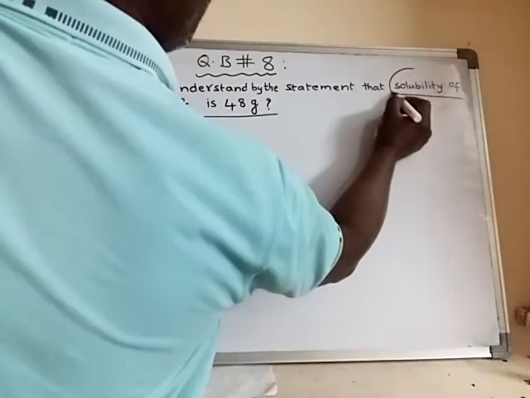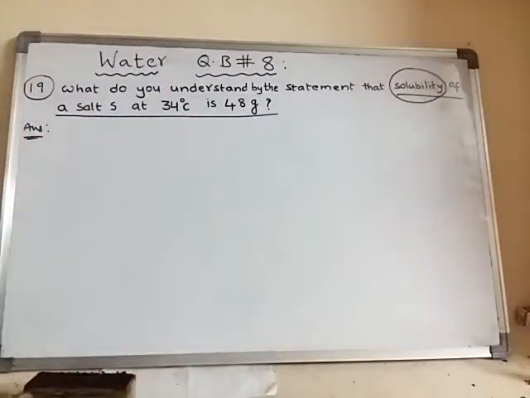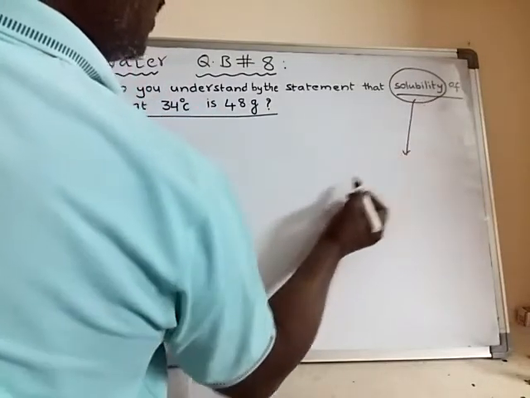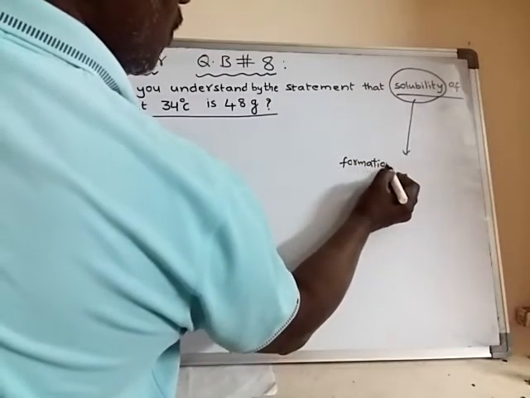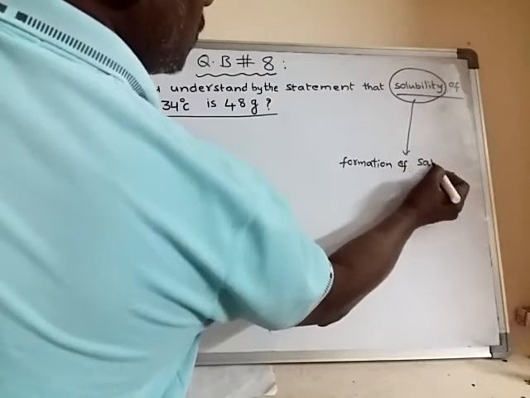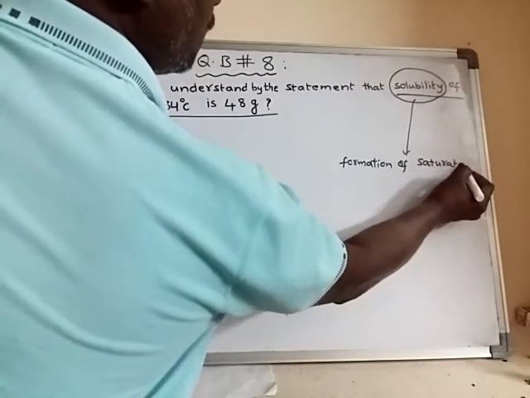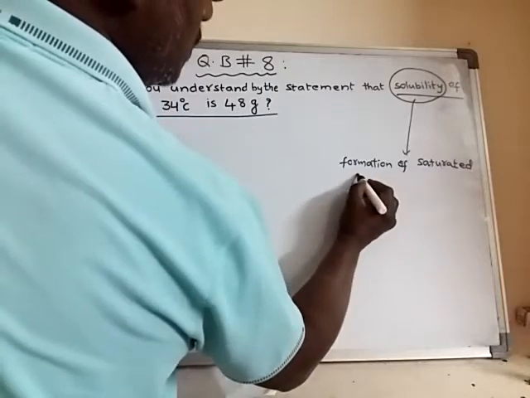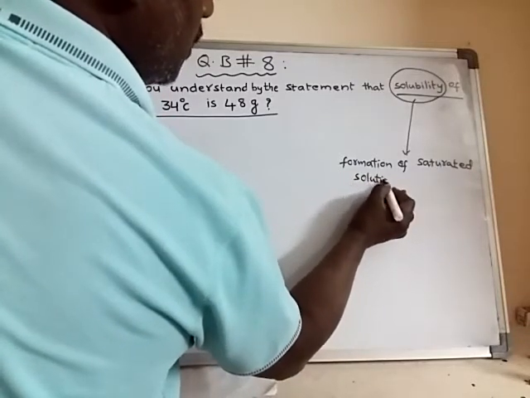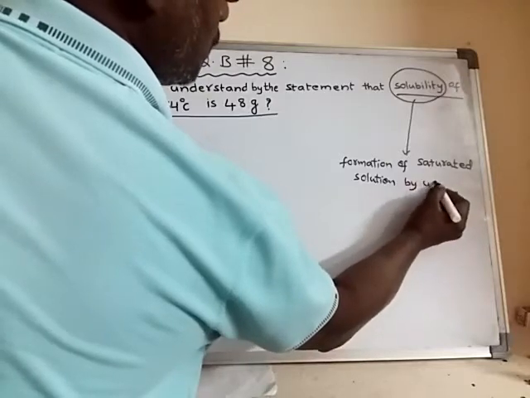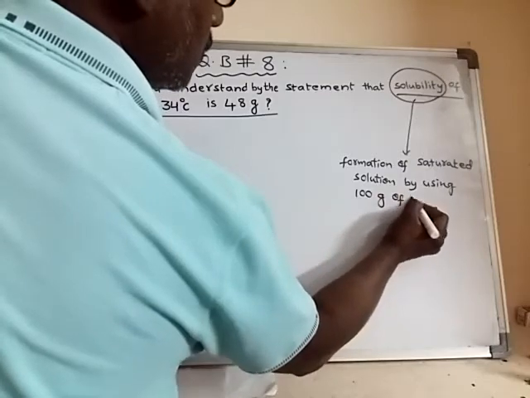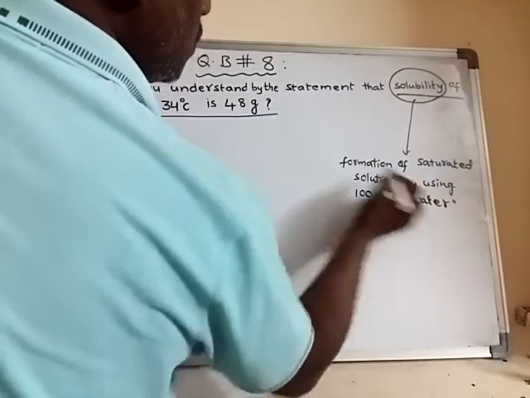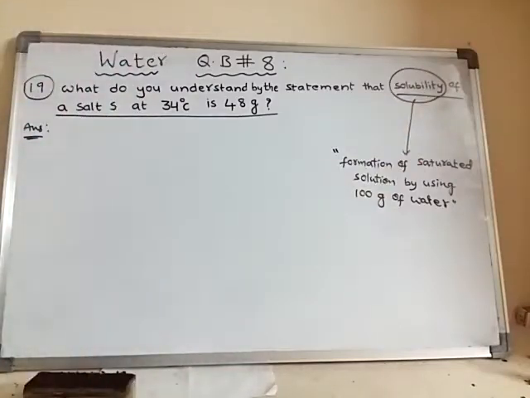See, actually the term solubility, what does it indicate? Solubility indicates the formation of a saturated solution by using 100 grams of water. So solubility indicates what? Formation of saturated solution by using 100 grams of water.